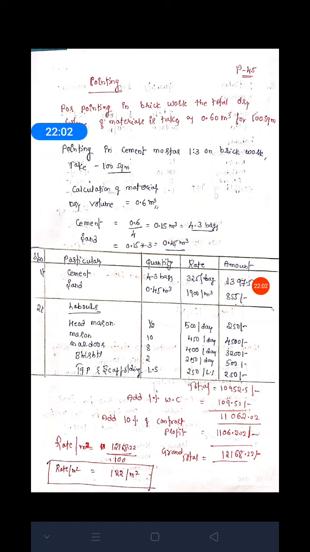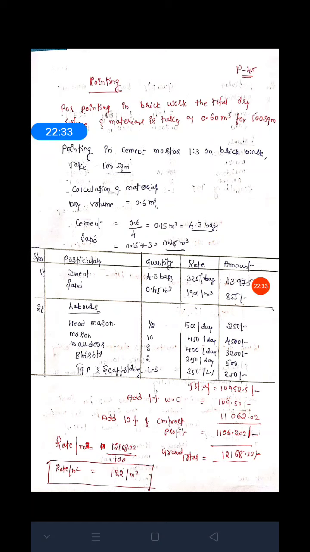Cement and sand, that is first you can set material, cement and sand. And for cement, after calculating the quantity, we got 4.3 bags, whereas sand is equal to 0.45 meter cube, and the rate for cement is 325 rupees per bag, whereas for sand it is 1900. After multiplying the quantity and rate, we get the amount of 1397.5 rupees for cement, and for sand 855 rupees.